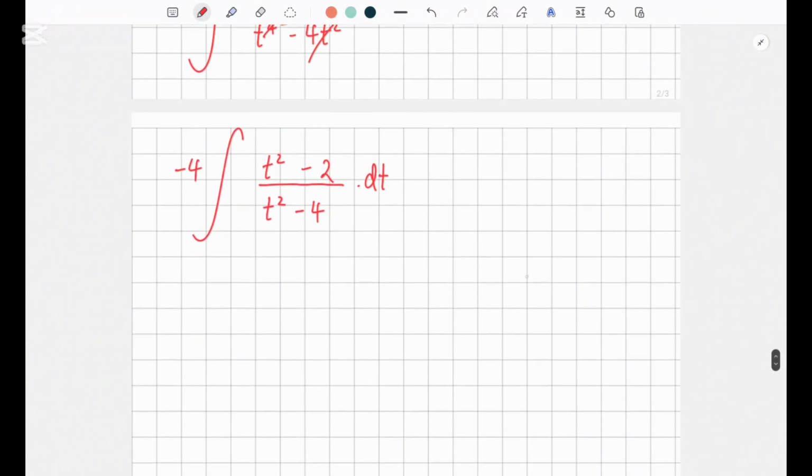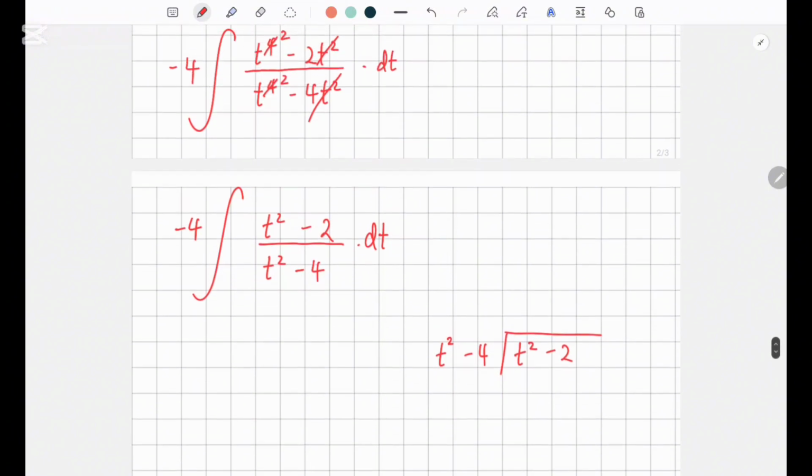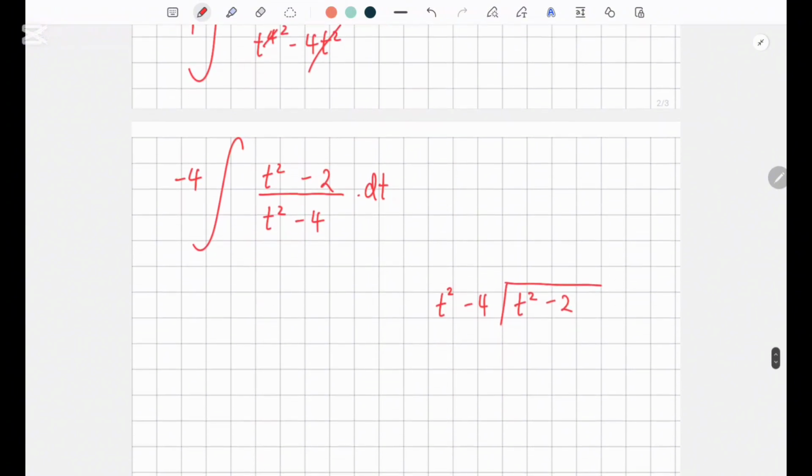Okay, now to simplify this further, we can write t squared minus 2 divided by t squared minus 4. So what's t squared divided by? Observe, this is t squared. Sorry for making those silly mistakes. So t squared divided by t squared is 1. So 1 into t squared is t squared. 1 into minus 4 is minus 4. Then minus 2 minus minus 4 gives you 2, right?